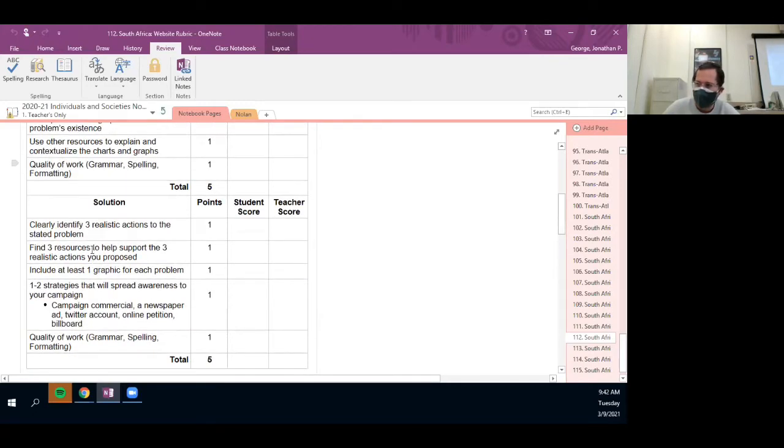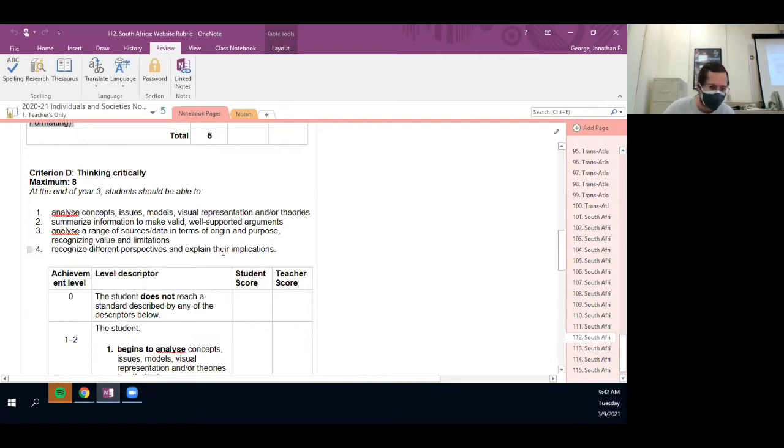Okay. Then solution. Clearly identify 3 realistic actions to the stated problem. Find 3 resources to help support the 3 realistic actions you proposed. Include at least 1 graphic for each problem. And then, did you develop 1 to 2 strategies that will spread awareness, like a social media campaign? All right, maybe model TikTok posts to spread awareness, whatever that may look like. And did you have great quality of work? All right, so that's 15 points total. If any of that changes, I will let you know.